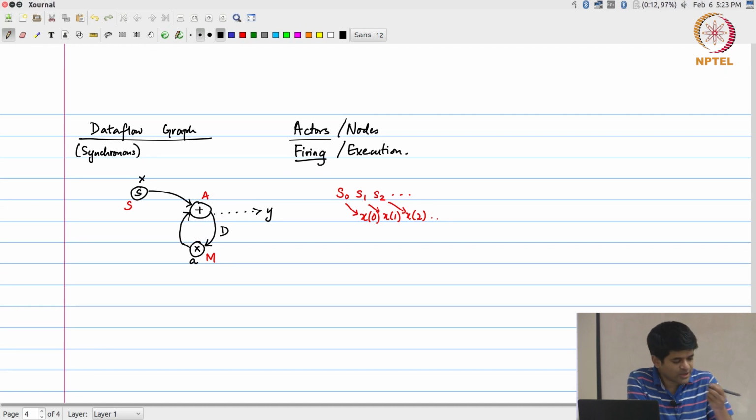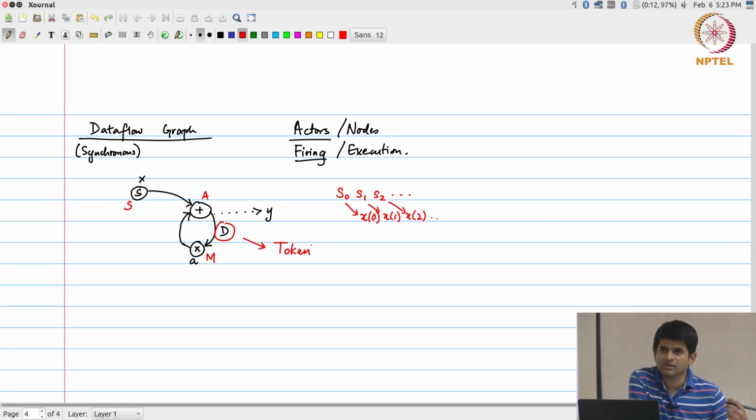Let's look at A. A is an adder, it has one input coming from S and another input coming from M. As of now, I don't see anything on its inputs. There is nothing there to indicate that A is ready to fire. What about M? It has one input which is coming from the adder, and the way that I have drawn this diagram essentially says that that input arc has a delay token on it. So this is essentially what I mean by a token.